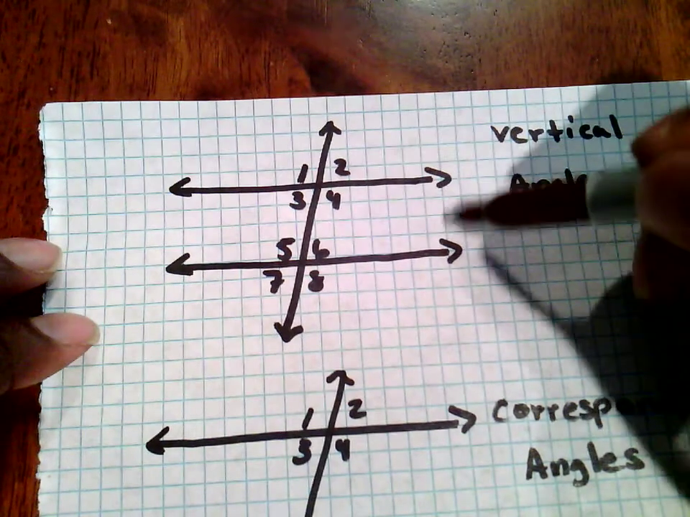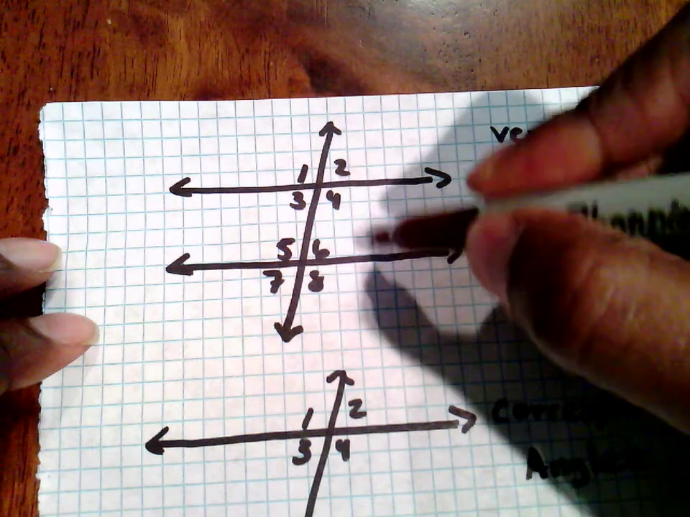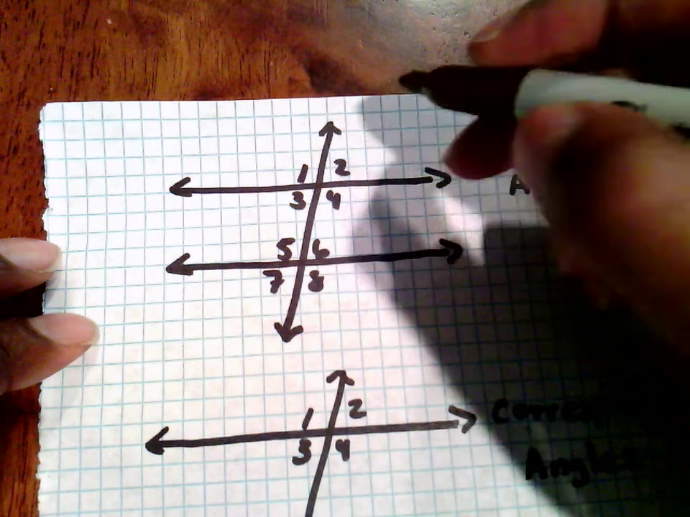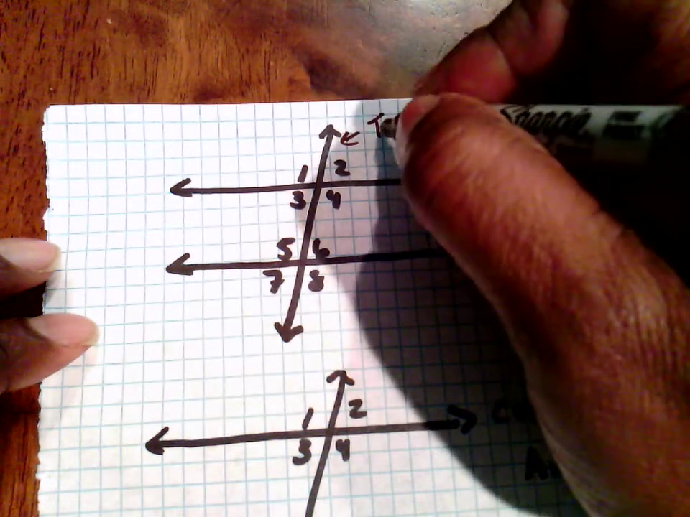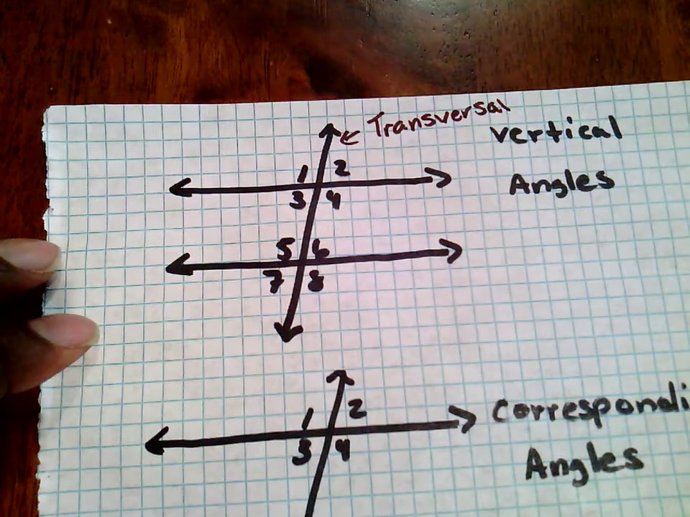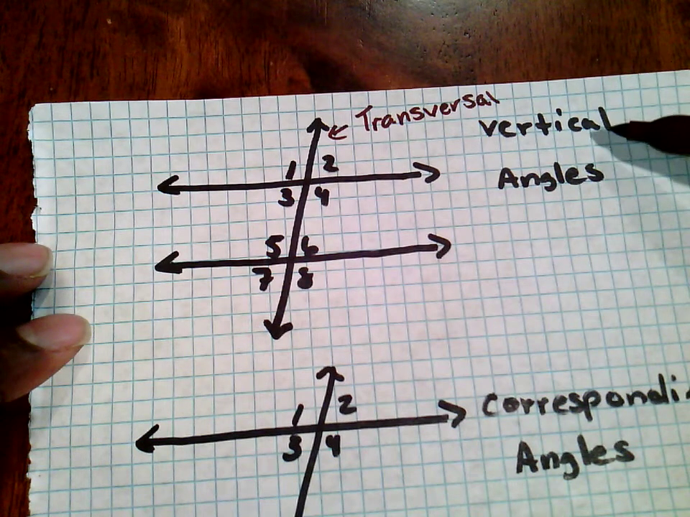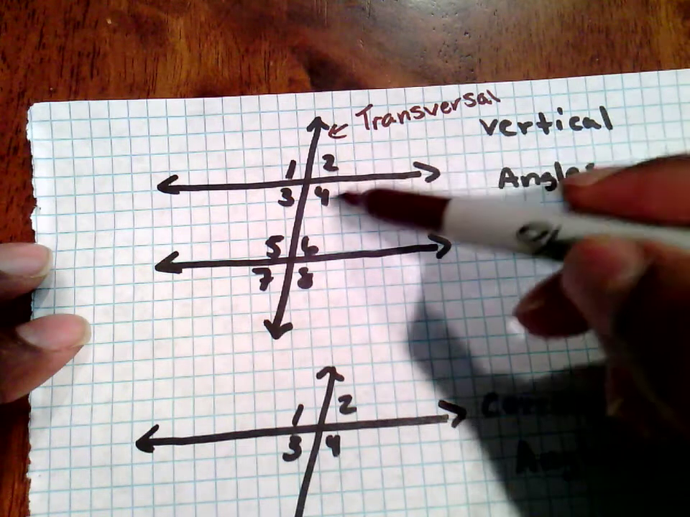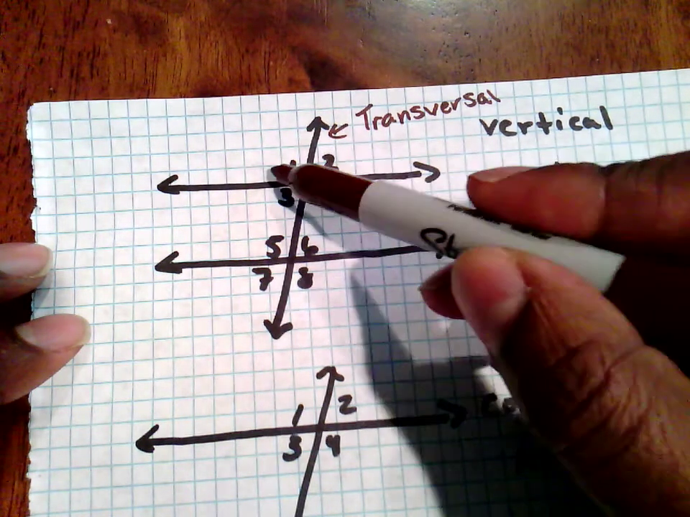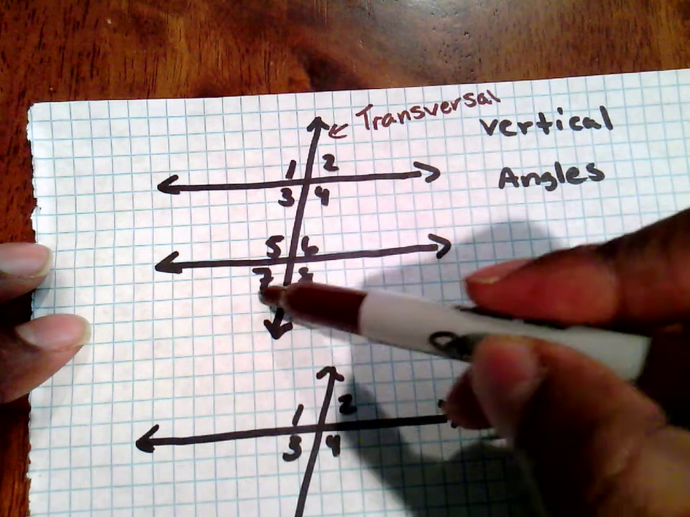Here we have a set of parallel lines that will not intersect, and this line that intersects both of these lines is our transversal. All right, what we mean by vertical angles, we take a look at each intersection. Here we have two intersections. First intersection 1, 2, 3, 4. Next intersection we have angles 5, 6, 7, and 8.